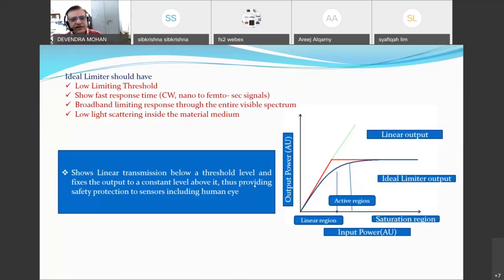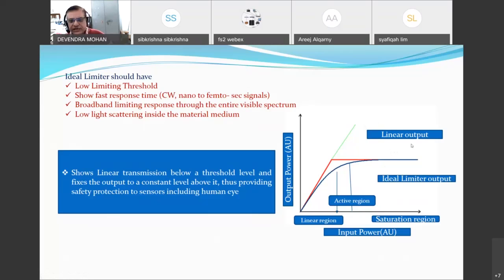So this diagram will let you know the characteristics of an optical limiter, what should be the characteristics of the limiter. An ideal limiter should have low limiting threshold. Look at the curve, low limiting threshold. It should show fast response time in any laser, either the laser is continuous wave, or the laser is nanosecond, or the laser is femtosecond. Broadband limiting response to the entire visible spectrum, and low light scattering inside the material medium. Material should be such that there is low light scattering inside the medium. So the figure shows linear transmission below a threshold level and fixes the output to a constant level above it, thus providing safety protection to sensors, including our human eye.